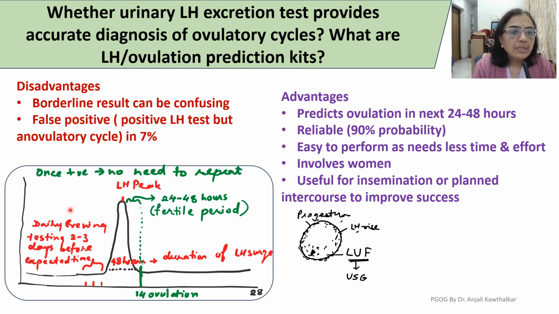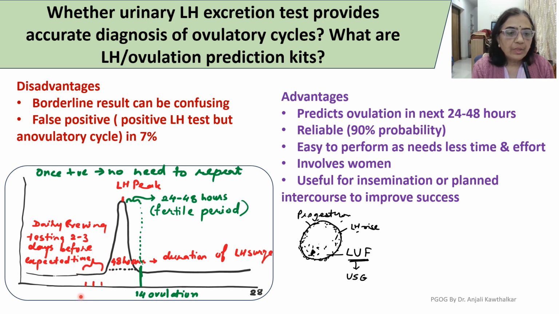So as we can see here, this daily evening testing is done. This LH testing is done in the evening because it is said that by evening the possibility of having a positive test is more. It is done for 2 to 3 days. It is initiated 2 to 3 days before the expected time of ovulation.